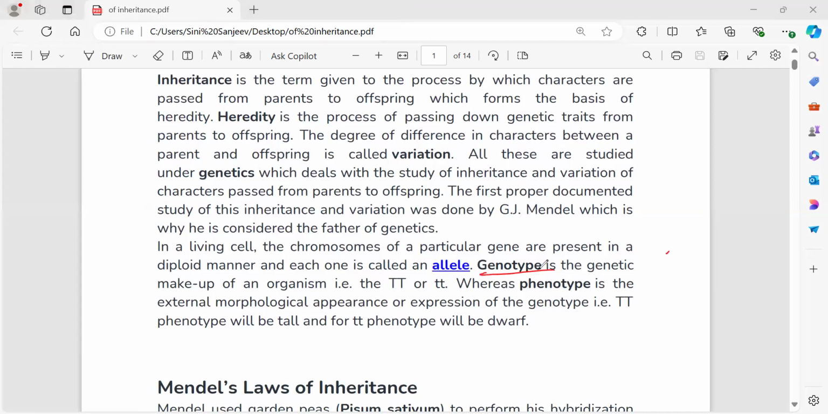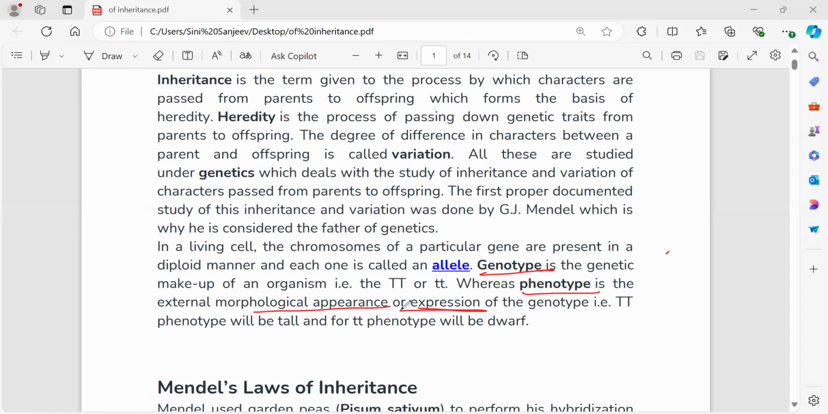Fine. So genotype and phenotype. Okay, now the simple difference between genotype and phenotype. Phenotype is nothing but the external appearance, whatever you can see and recognize the difference, like for example the height, the color, whatever things are there. The phenotype means the external morphological appearance of the expression of genes.